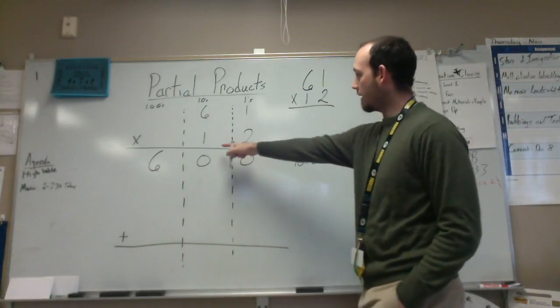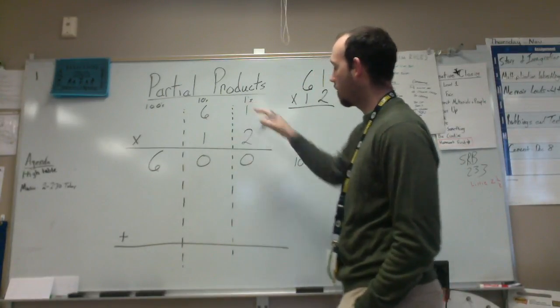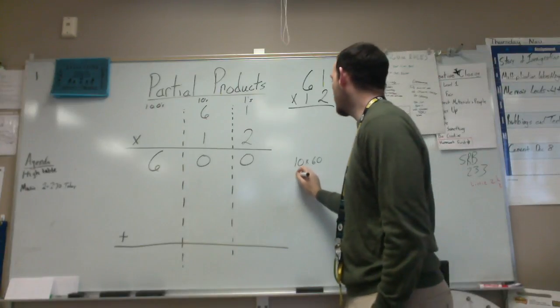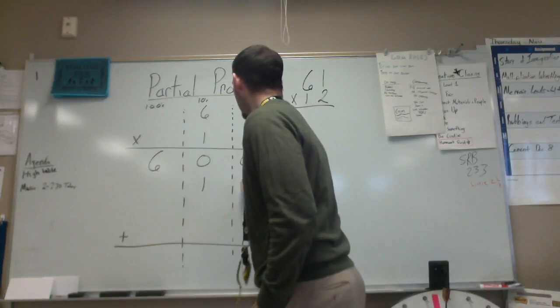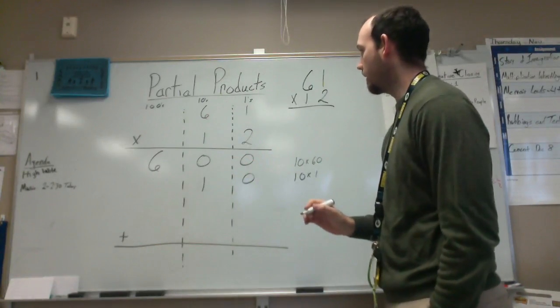Then we're going to stick with that 10, and we're going to take it times this 1. A 1 in the ones place is worth just 1. So we have 10 times 1. 10 times 1, we know it's 10. Make sure you keep everything in the right place value.